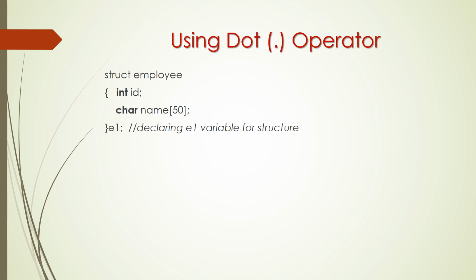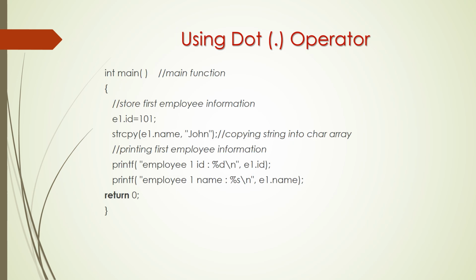It is a structure variable. It is declared immediately after defining the structure. This means you can now use E1.id and E1.name to store and access employee data. Let us see how we can store and access data using a structure variable in C.